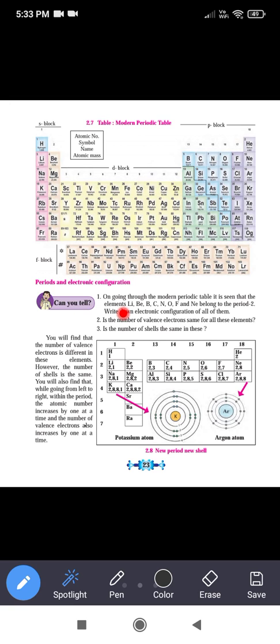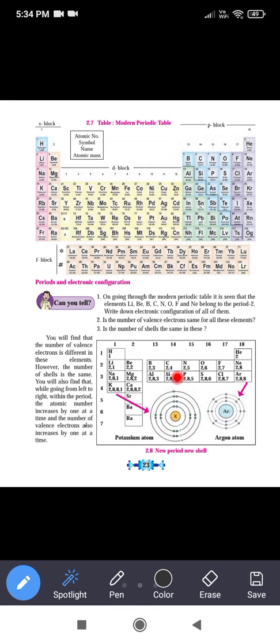Can you tell? On going through the modern periodic table, it is seen that the elements lithium, beryllium, boron, carbon, nitrogen, oxygen, fluorine, and neon belong to period 2. Write down the electronic configuration of all the elements. Now lithium. Its atomic number is 3, so its electronic configuration is 2, 1. See here it is mentioned. Now beryllium. Its atomic number is 4, so its electronic configuration is 2, 2. Next one is boron. Atomic number is 5, so its electronic configuration is 2, 3.